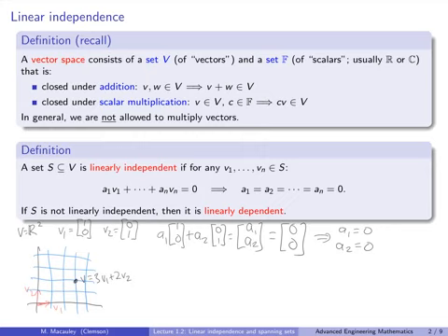So let's do a non-example now. Let me now take v1 and v2 as the same, and then let me take v3 to be (1, 1). Now I claim this is a linearly dependent set. How do we show that? We have to show that there is some non-trivial linear combination of these three vectors that gives the 0 vector.